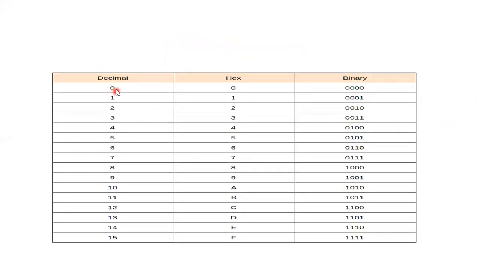Okay, so this is the decimal and hexadecimal. Up to 9, the hexadecimal is the same. When the decimal becomes 10, it starts from A, B, C, D, E, F. Therefore 15 is F. So these are the equivalent binary for the decimal as well as the hexadecimal. So hexadecimal F in binary is 1111, in decimal is 15.